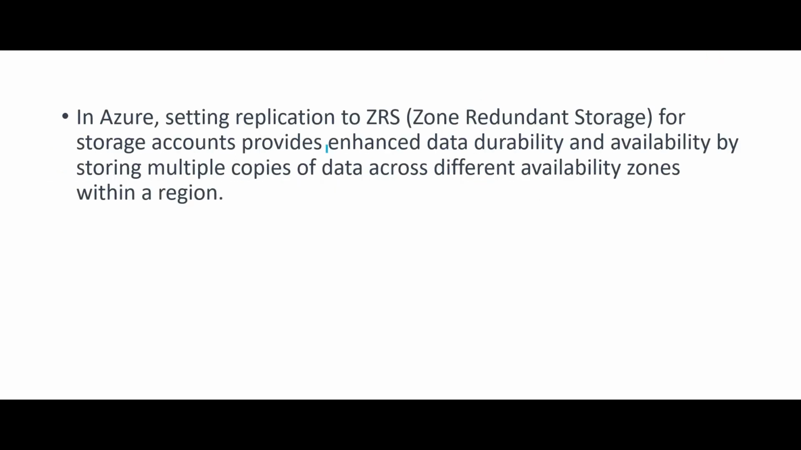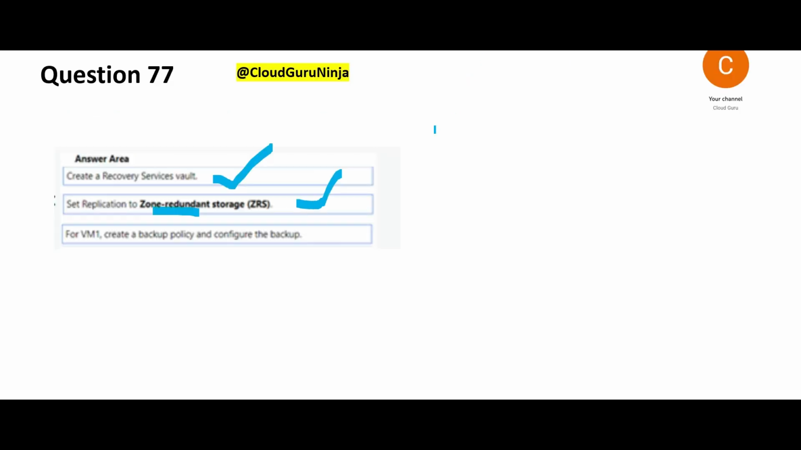If you use ZRS, it provides enhanced data durability and availability, because you have multiple copies across different availability zones. Each AZ can be made up of 1 or 3 or 5 data centers. So this is ZRS, and we have established why that is correct. That is the second step.